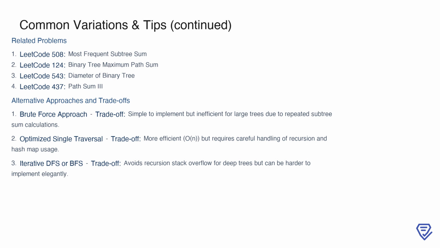As for alternative approaches, the brute force method is a straightforward starting point but comes with the trade-off of inefficiency for larger trees due to repeated calculations. The optimized single traversal approach is far more efficient, operating in O(n), but it requires careful handling of recursion and the use of hash maps. Lastly, iterative DFS or BFS can help avoid recursion stack overflow in deeply nested trees, though implementing these approaches elegantly can be more complex. Each method has its pros and cons, so choosing the right one depends on the specific constraints and requirements of the problem.